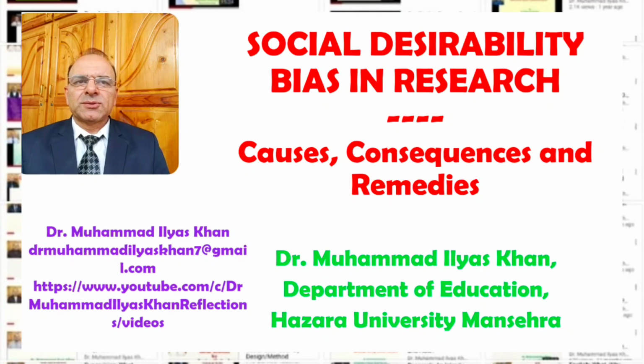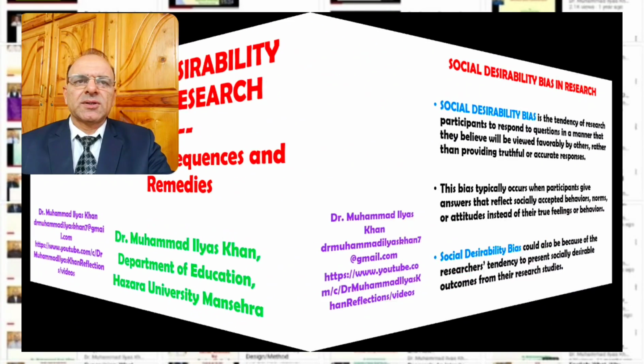And one of those is the social desirability bias in research. So, what is social desirability bias? What are its causes and consequences? And what are some of the things that we can do in order to reduce the impact of this kind of bias in our research?